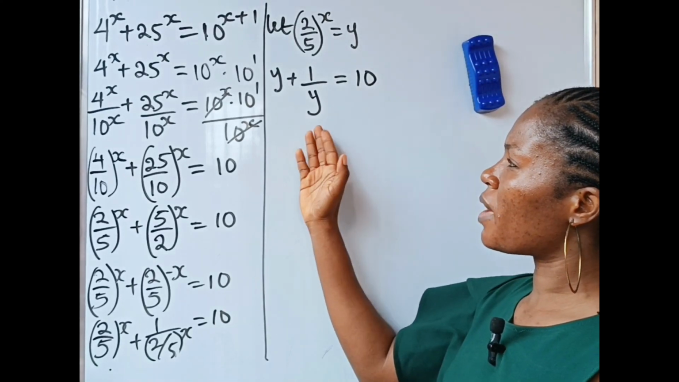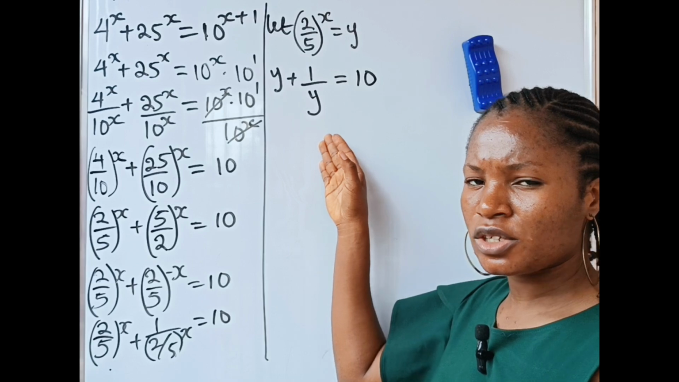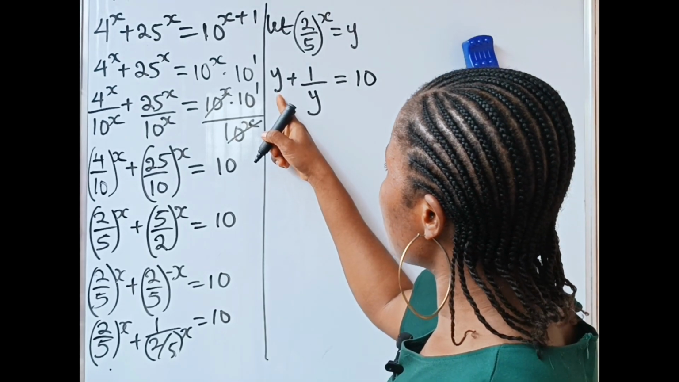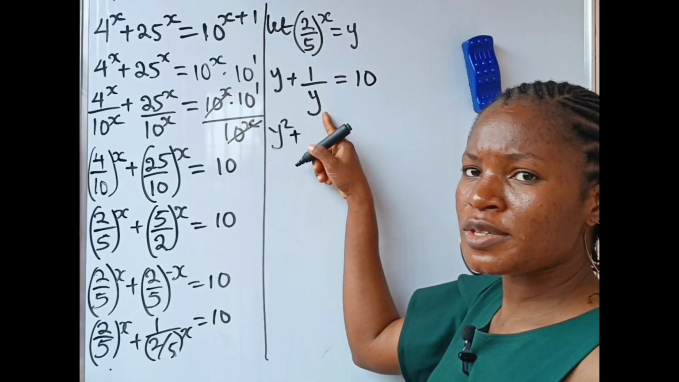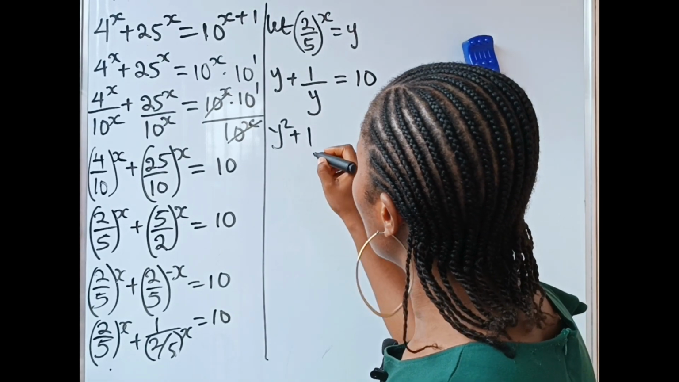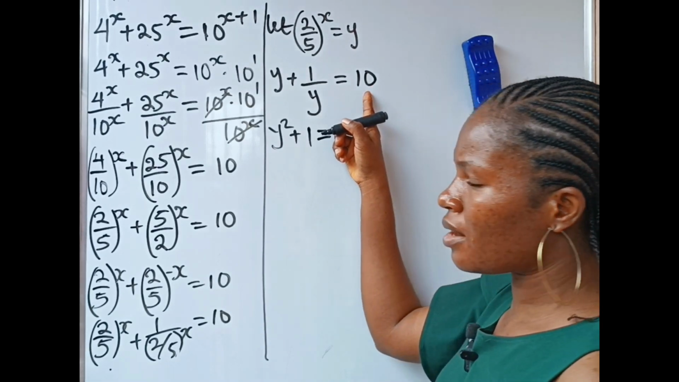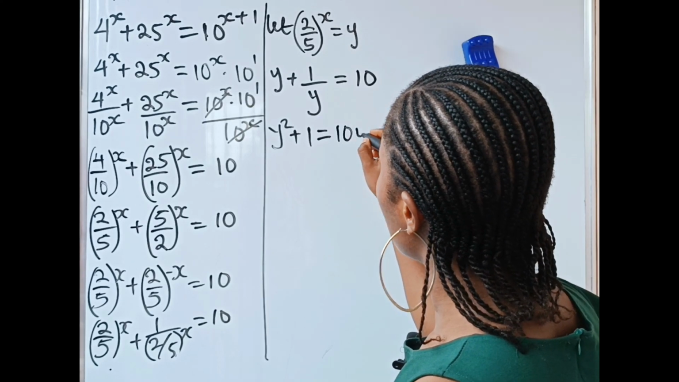Okay, now let's multiply through by y to remove the fraction. So if we do that, we have y times y will give us y squared, plus 1 over y multiplied by y will give us 1, is equal to 10 multiplied by y will give us 10y.